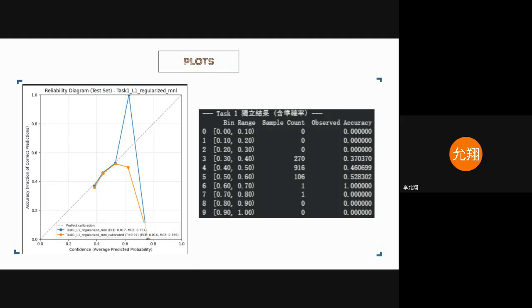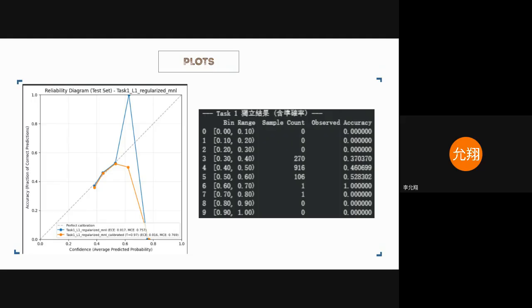So here, the slide shows the calibration results for the L1 regularized multinomial logit. The blue curve is the original model, and the orange curve is after temperature scaling with T approximately 0.97. You can see in the numbers that the accuracy is about 0.447, which is roughly 45% of the test predictions being correct.